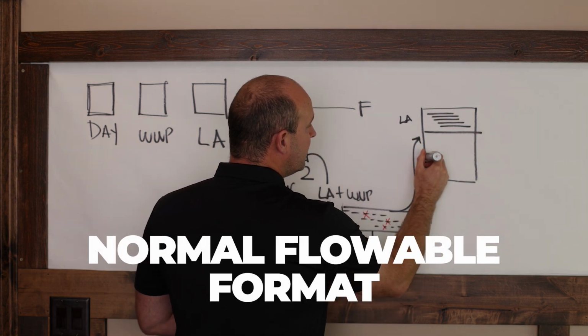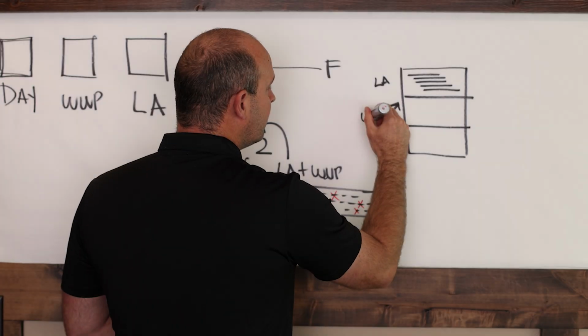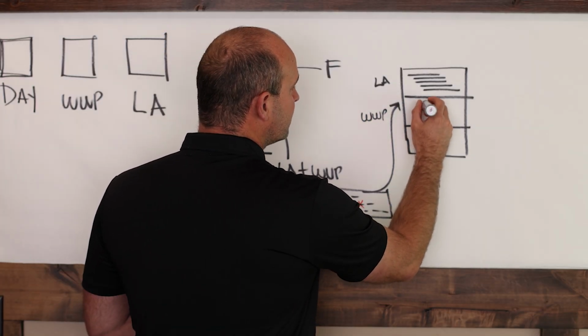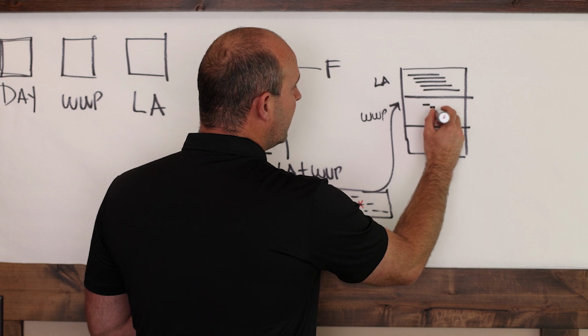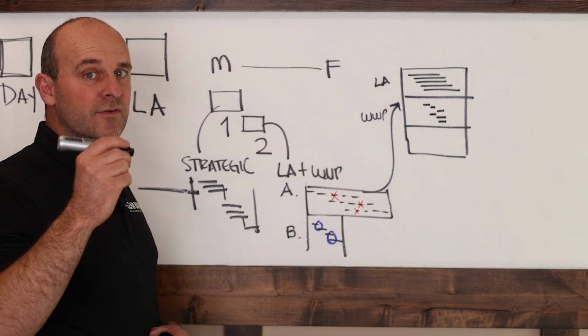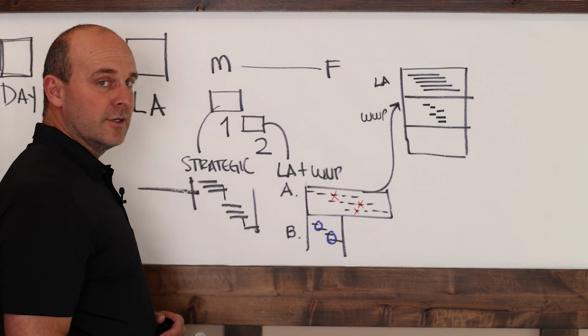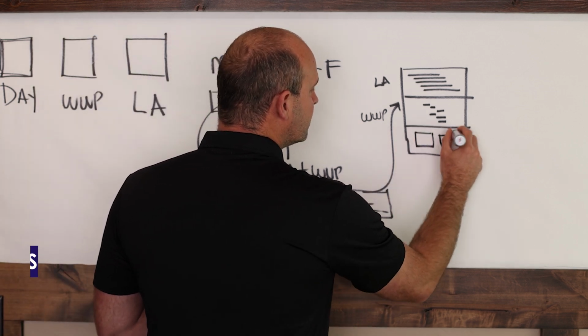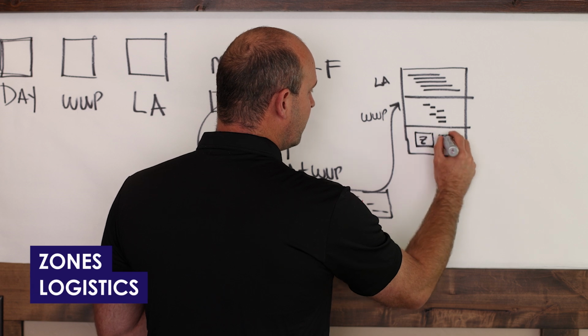Okay, and then down here on the bottom, we will have the weekly work plan. What we'll do with that is we'll slice down just one week, but we'll put every activity on an individual row so that we can check it off, sign it off, and make sure that those handoffs are going well. And then on that format, we have our zones and our logistics, which I will mark with a Z and an L.